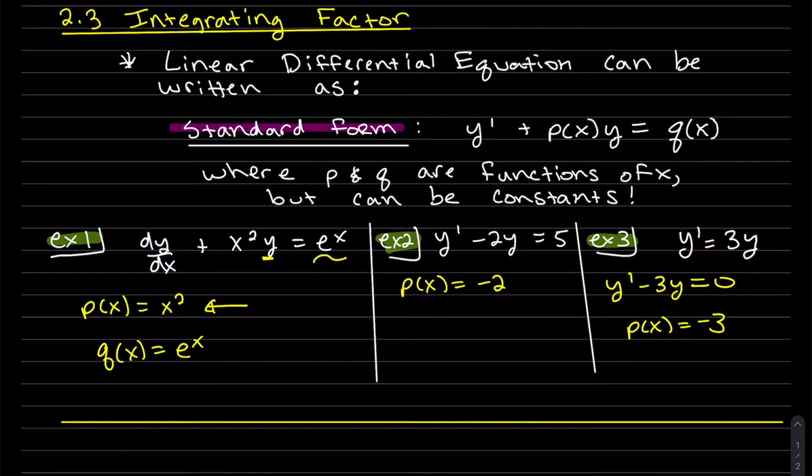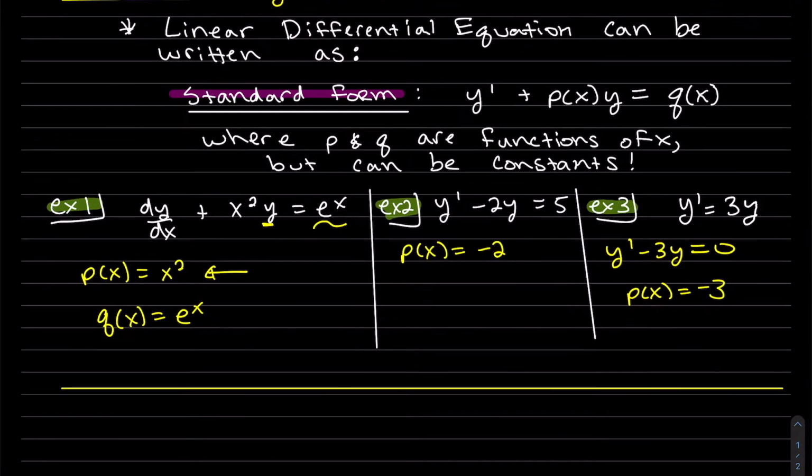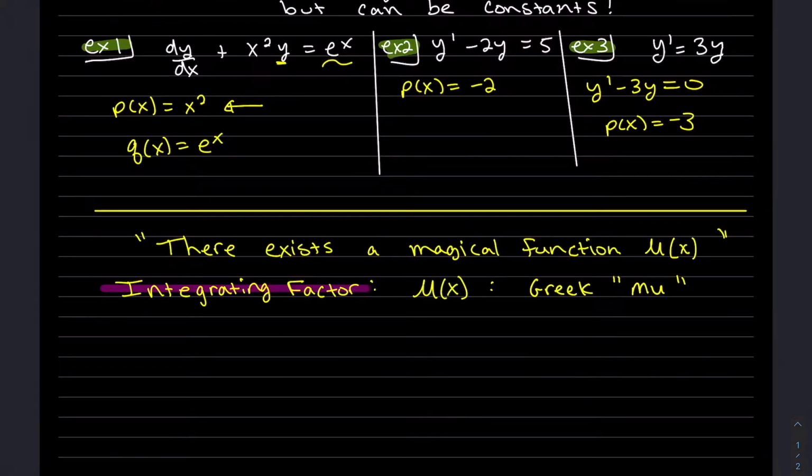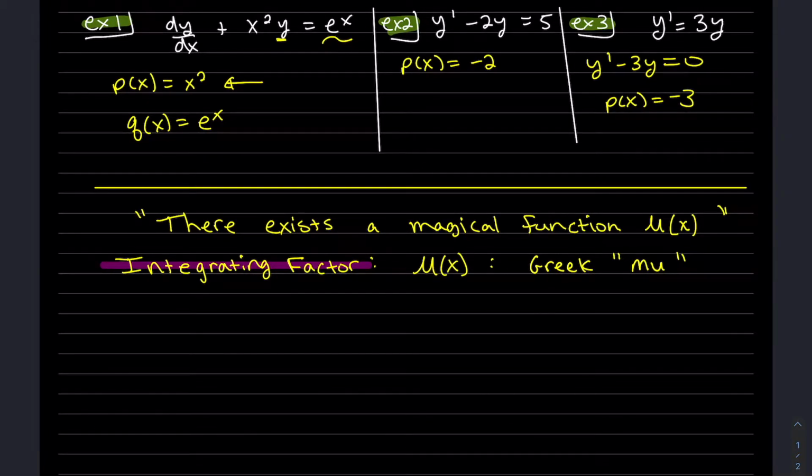So this is the first time that we're learning about an integrating factor. This won't be the last time. So what an integrating factor is, we're going to call it mu of x. And it's basically this magical function that just works and helps us get the solution. So we call this the integrating factor mu of x. It's usually a function of x. It is the Greek mu.